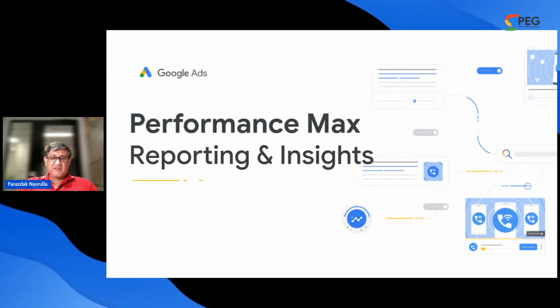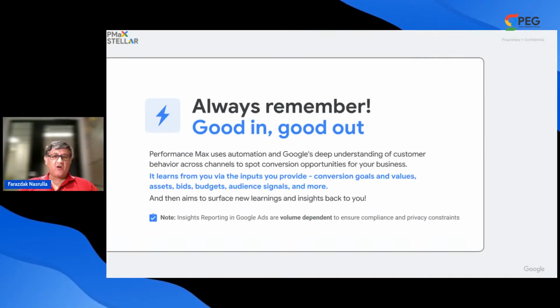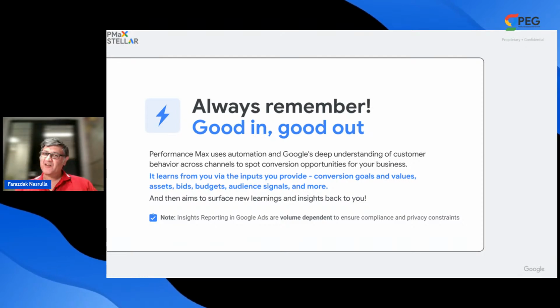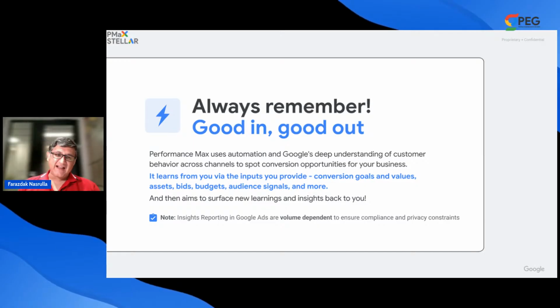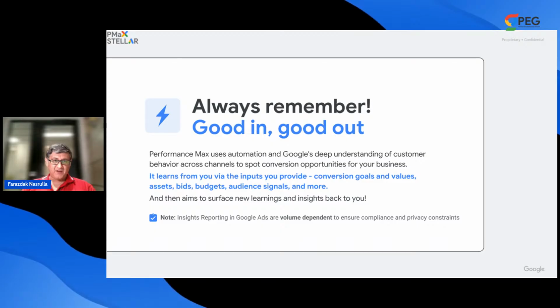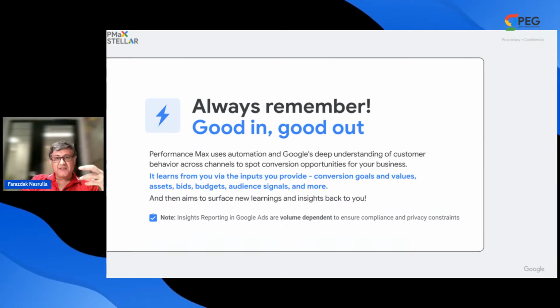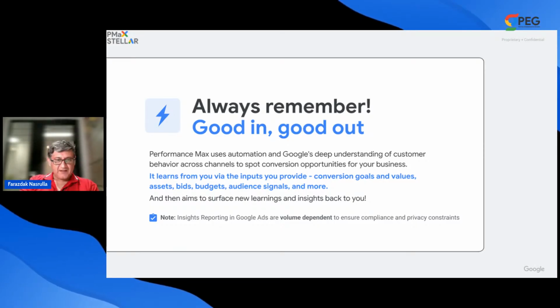Okay. Now, Performance Max reporting and insights. Always remember, good data in, good conversions out. Good data in, good sales out, good ROI out, good return on ad spend. So Performance Max uses automation and Google's deep understanding of customer behavior across channels to spot conversion opportunities for your business. And how does it do that? It learns from your data. Once you give that data to it, the machine learning incorporates it, the AI starts working on it and starts delivering the results.